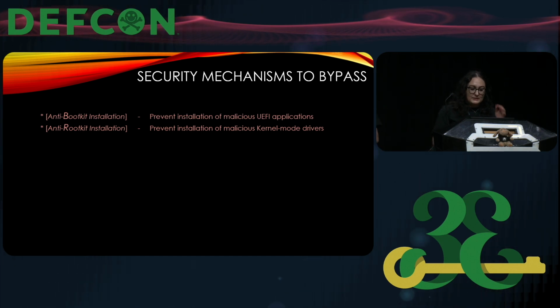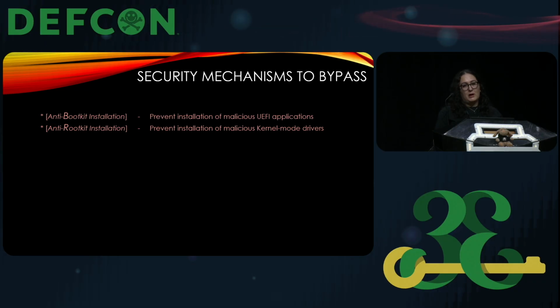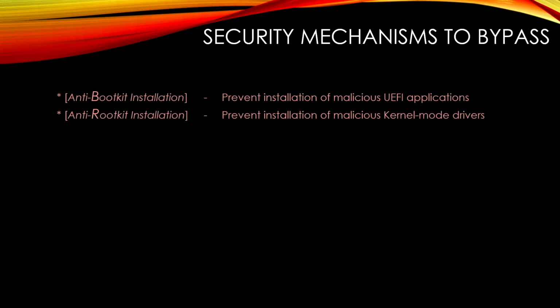By now, we can summarize it like this. A bootkit is essentially a malicious UEFI application, and a rootkit is essentially a malicious kernel-mode driver. We already know the two main components we need to develop. But what actually prevents us from just installing them? Well, there are two protection mechanisms we need to talk about.